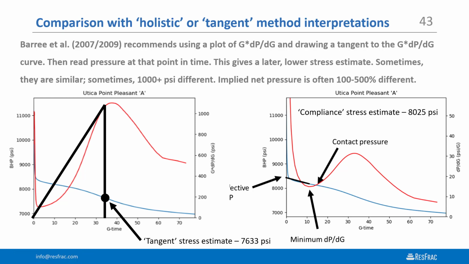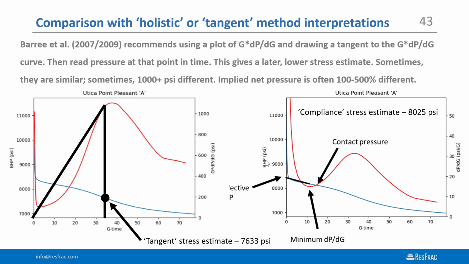So if we compare that net pressure estimate, 8,400 minus 8,025, versus 8,400 minus 7,600, that's about a factor of 2 difference on net pressure. Whereas the stress estimate on an absolute basis may be 4 or 5% different, what you can see is that when you get into things like net pressure, you could see 100, 200, 300, 400% difference in the estimates.